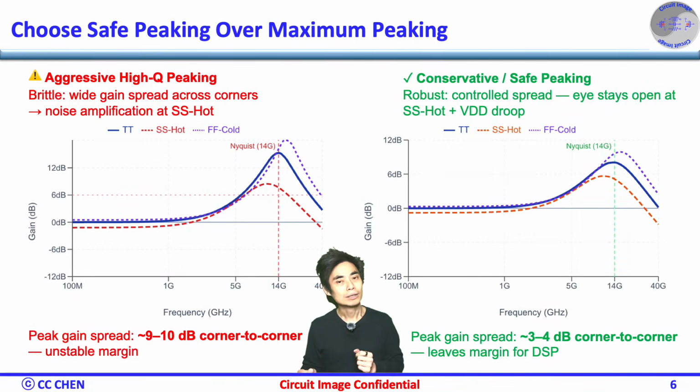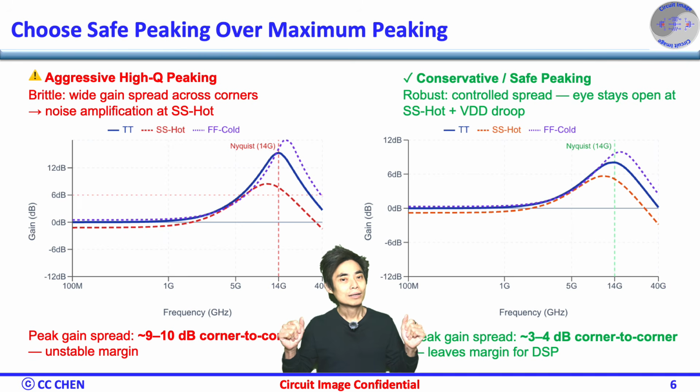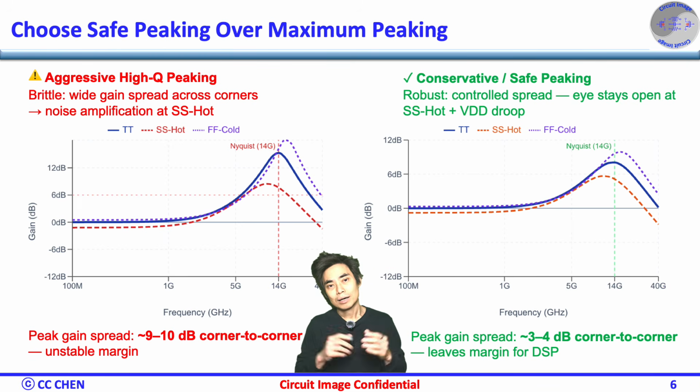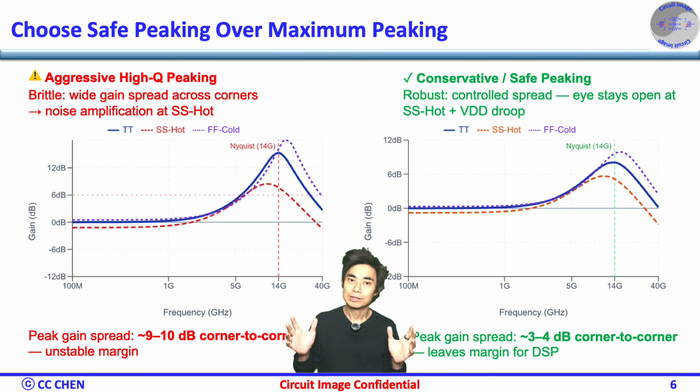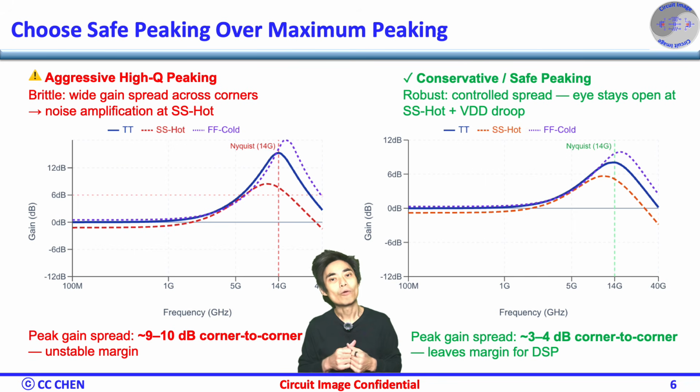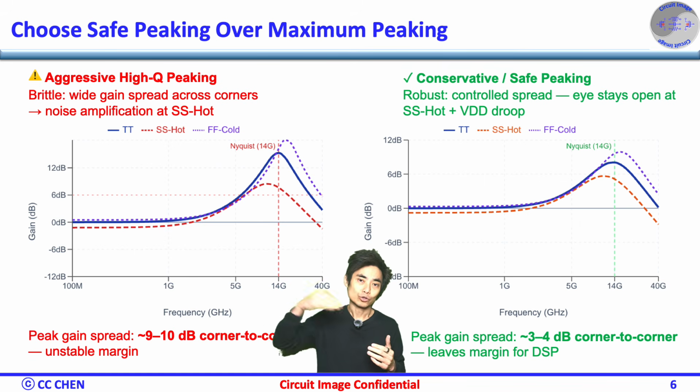At a nominal corner, aggressive high-Q peaking can produce a beautiful eye, but that same setting becomes brittle at corners. A slight shift in gm over channel loss, and now you are amplifying noise instead of signal. For a frozen CTLE, choose a slightly conservative peaking profile. Leave some equalization for the DSP. The goal isn't to maximize the eye at TT. It's a stable eye at SS hot with a VDD droop.